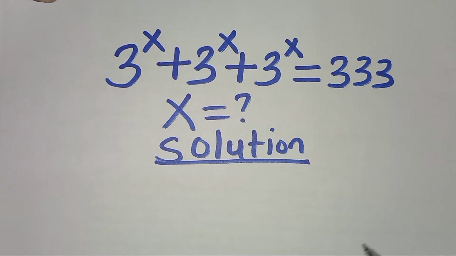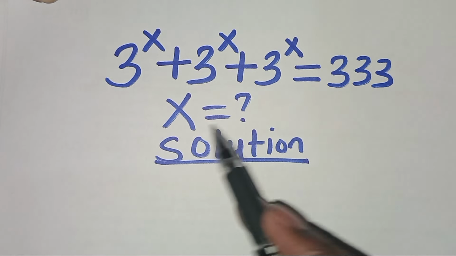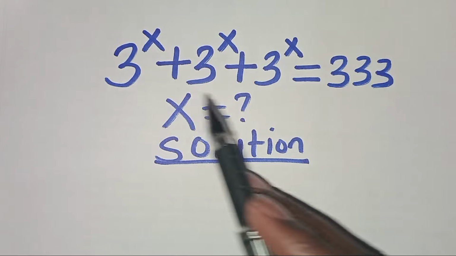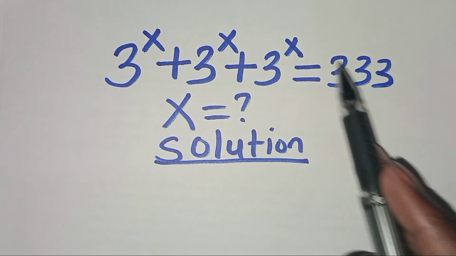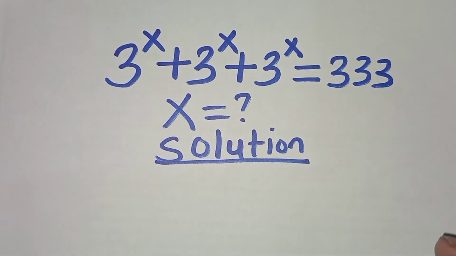You are welcome to provide a solution given this nice exponential equation: 3 to power x plus 3 to power x plus 3 to power x is equal to 333. So what is the value of x?